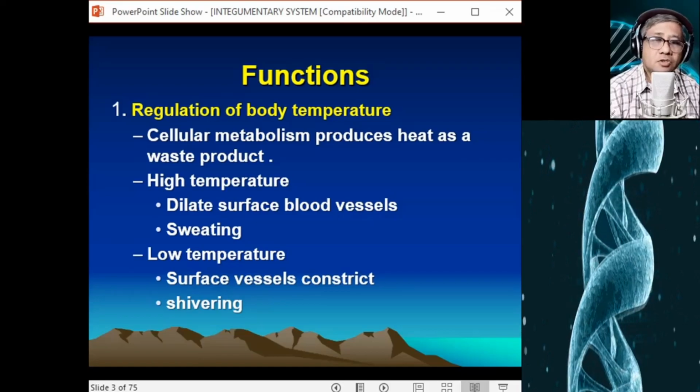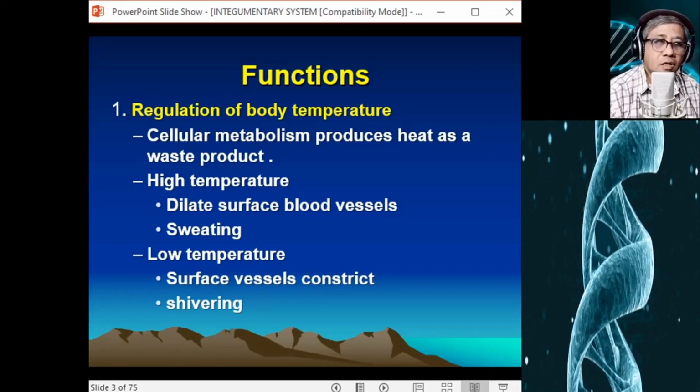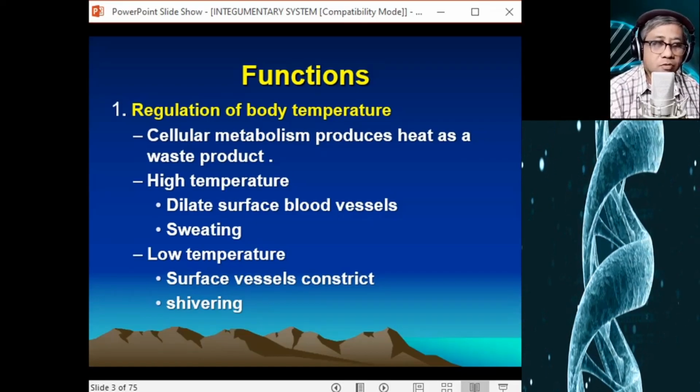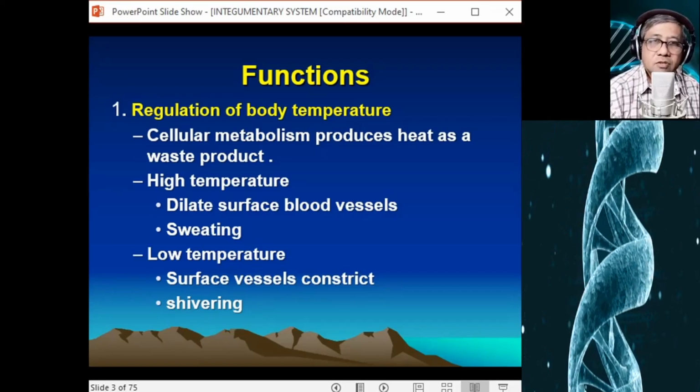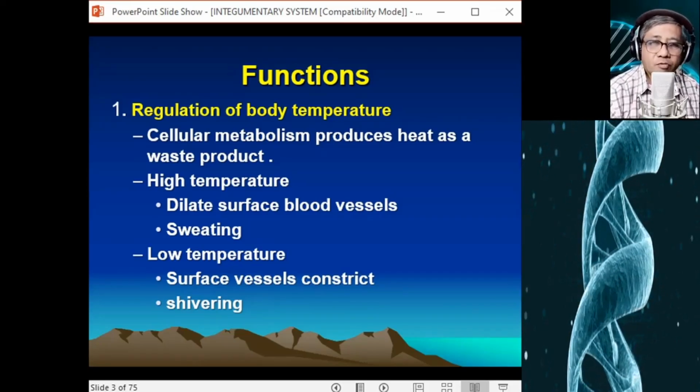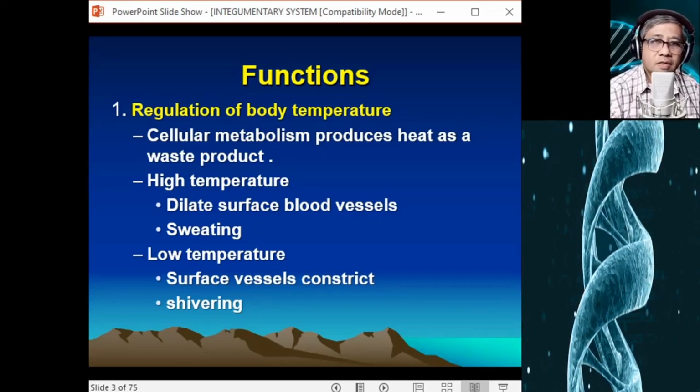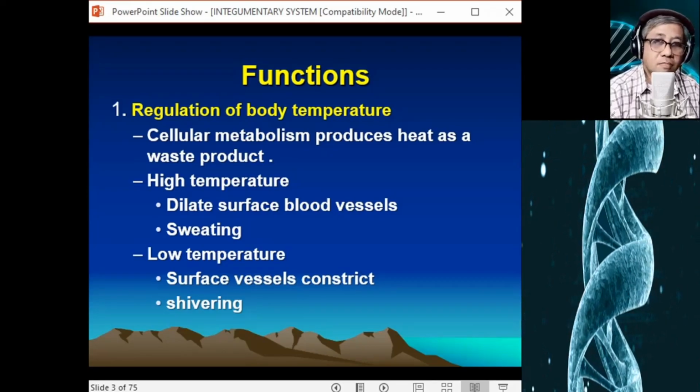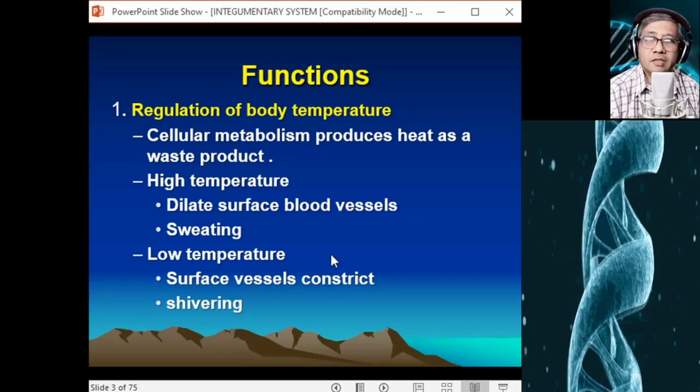So this regulation of body temperature will allow homeostatic balance between the body and the external environment. This is a very important function of the skin in maintaining homeostatic balance: regulation of body temperature.